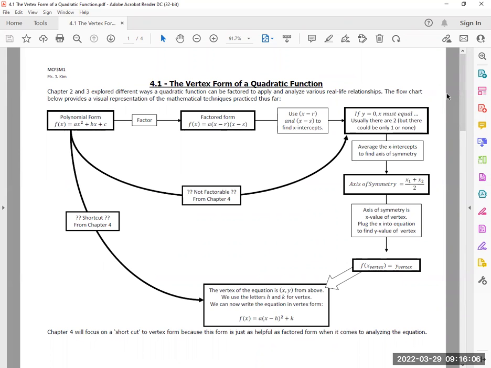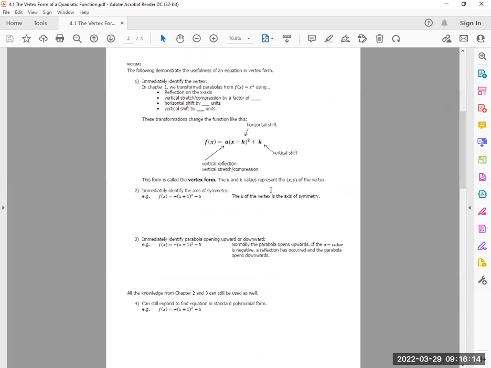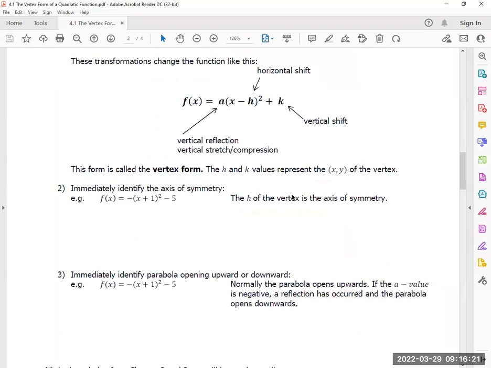Okay. So goal of today, why am I focusing on the vertex form? Why is vertex form useful? Okay, that's my lesson today. Here we go. The following demonstrates the usefulness of an equation in vertex form.